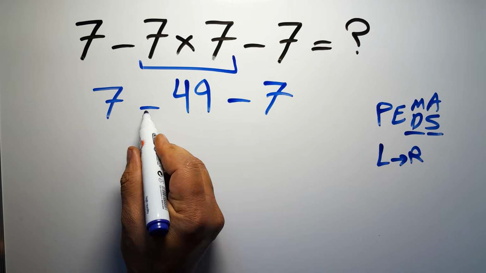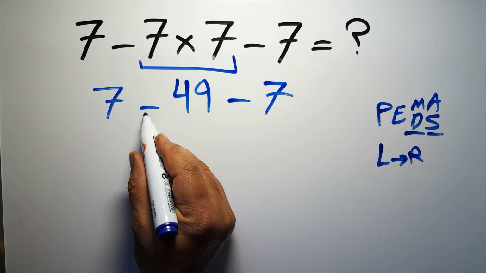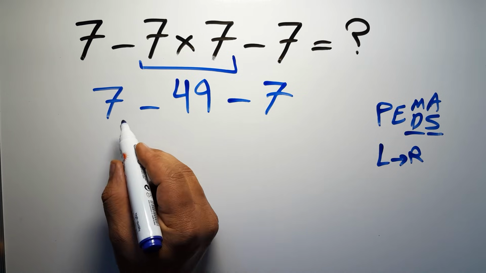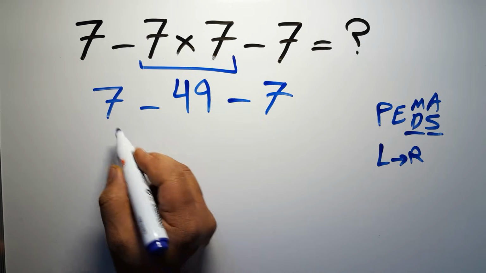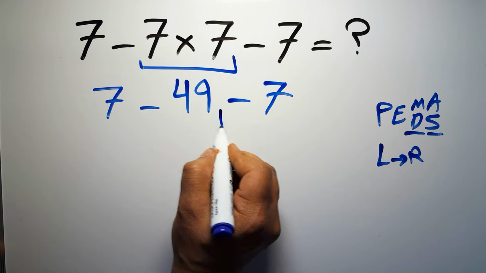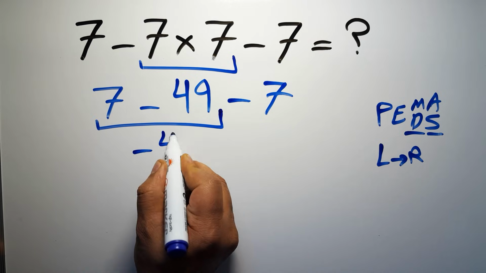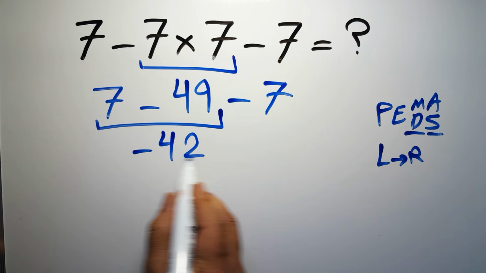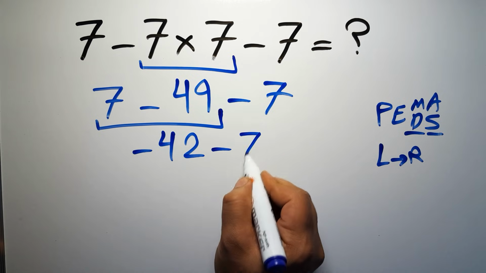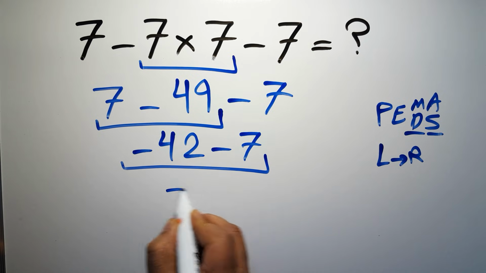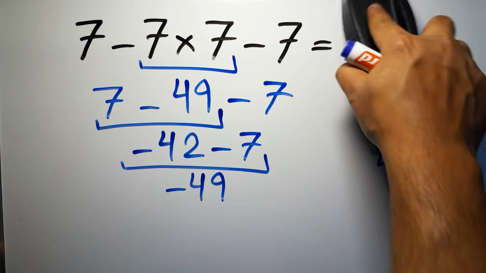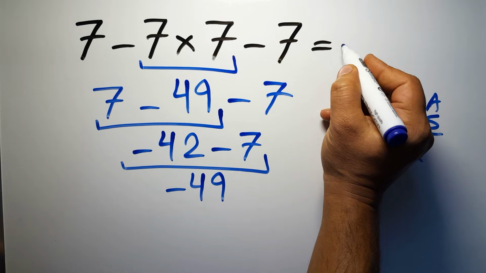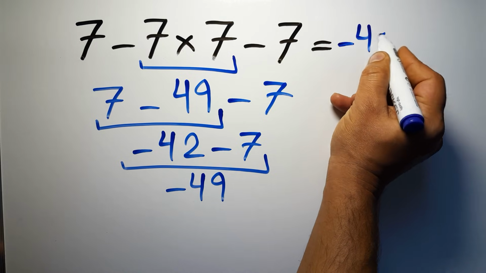Now we have two subtractions, and when we have more than one subtraction in an expression, we have to work from left to right. So here first we have to do this subtraction. 7 minus 49 gives us negative 42. So negative 42 minus 7, which equals negative 49. And this is our final answer to this problem. The correct answer is negative 49.